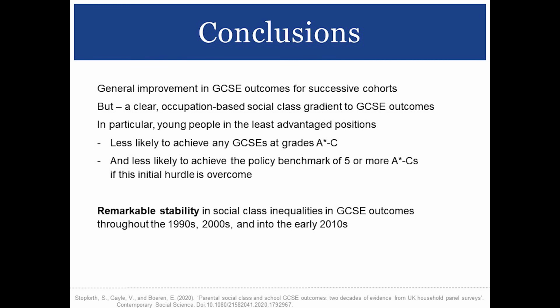So the implications of this at an individual level are really, really important in terms of the immediate and longer term prospects for young people. But at a societal level, we are observing this remarkable stability in social class inequalities in GCSEs throughout the 1990s and 2000s, and then into the 2010s for some of our most recent cohorts.